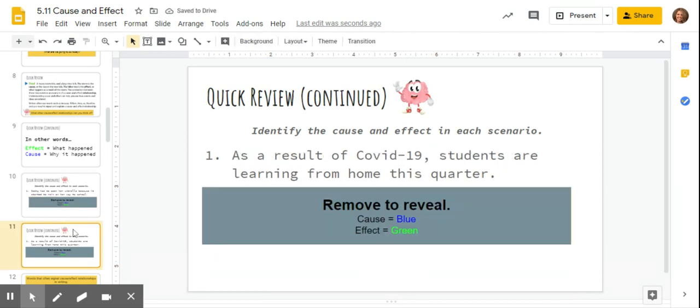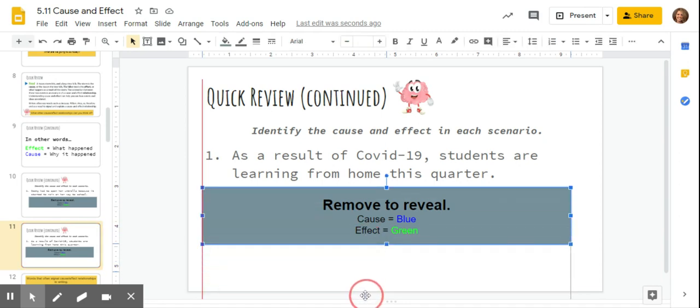All right, let's try another one. It says, as a result of COVID-19, students are learning from home this quarter. Again, I want you to ask yourself, what is the effect? What happened? It says, as a result of COVID-19, students are learning from home this quarter. The effect, what happened? All right, and then think, why? Why did that happen? That's the cause.